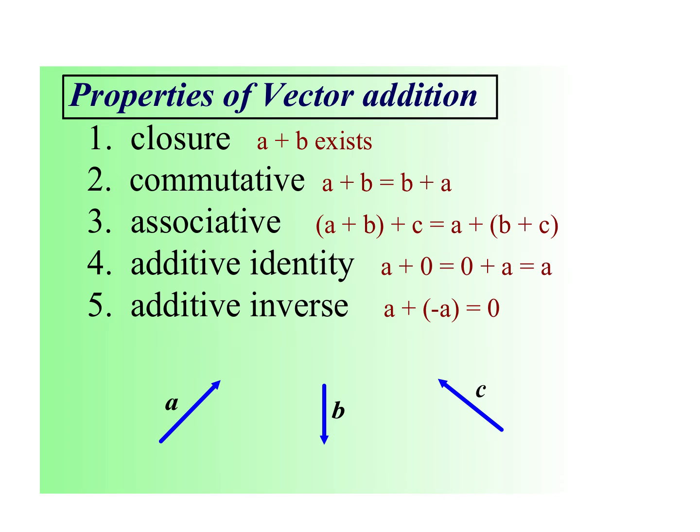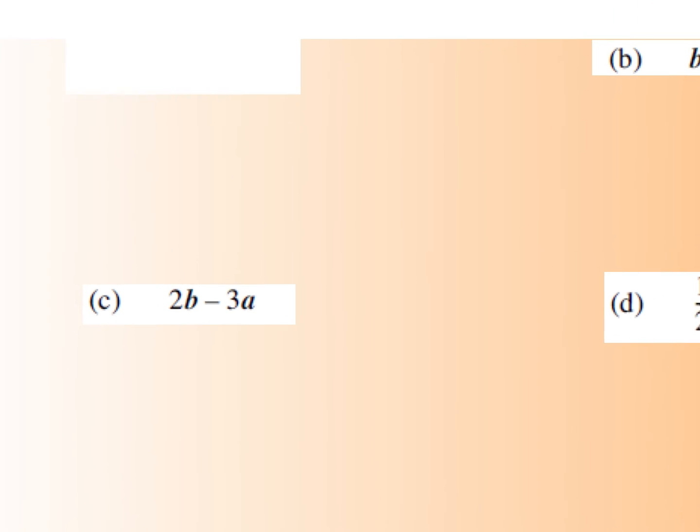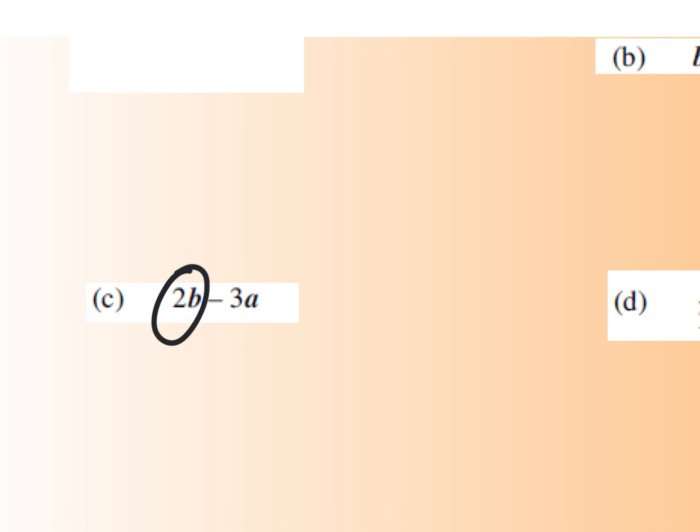We're not going to test you on these, so don't stress about all the properties. You definitely need to know how to do this. And when they start throwing around 2b, that just means it's twice as long in the same direction.